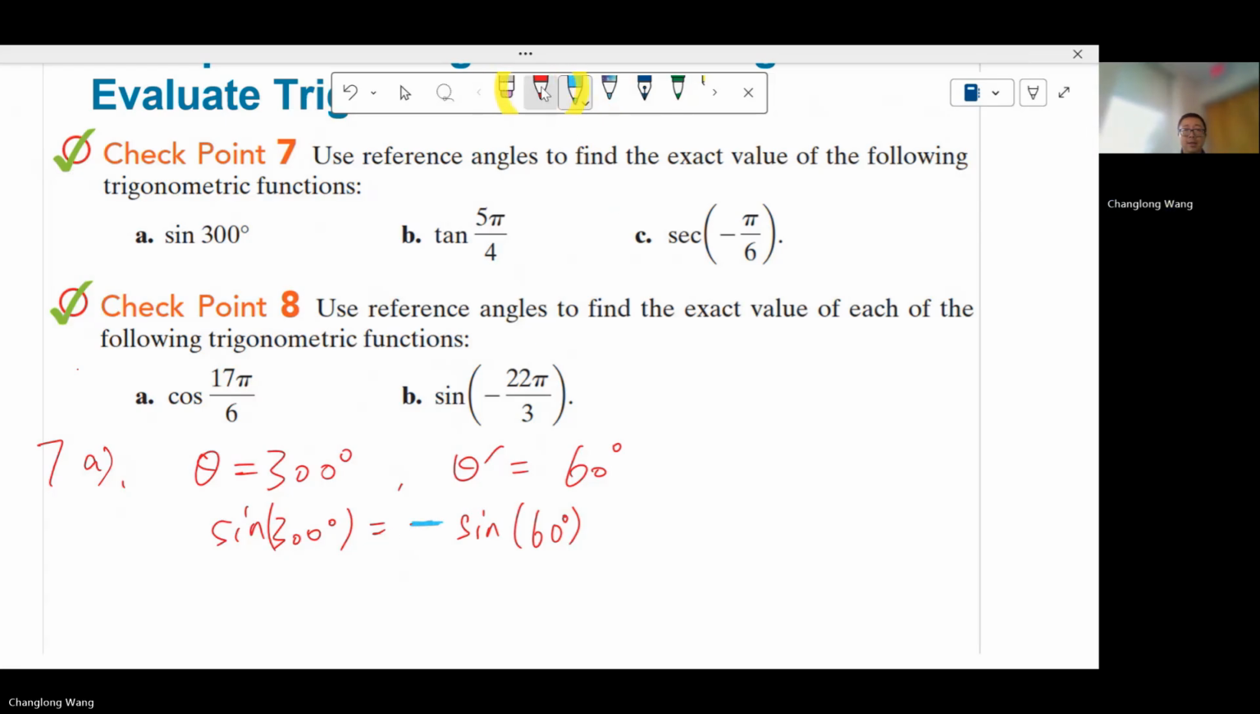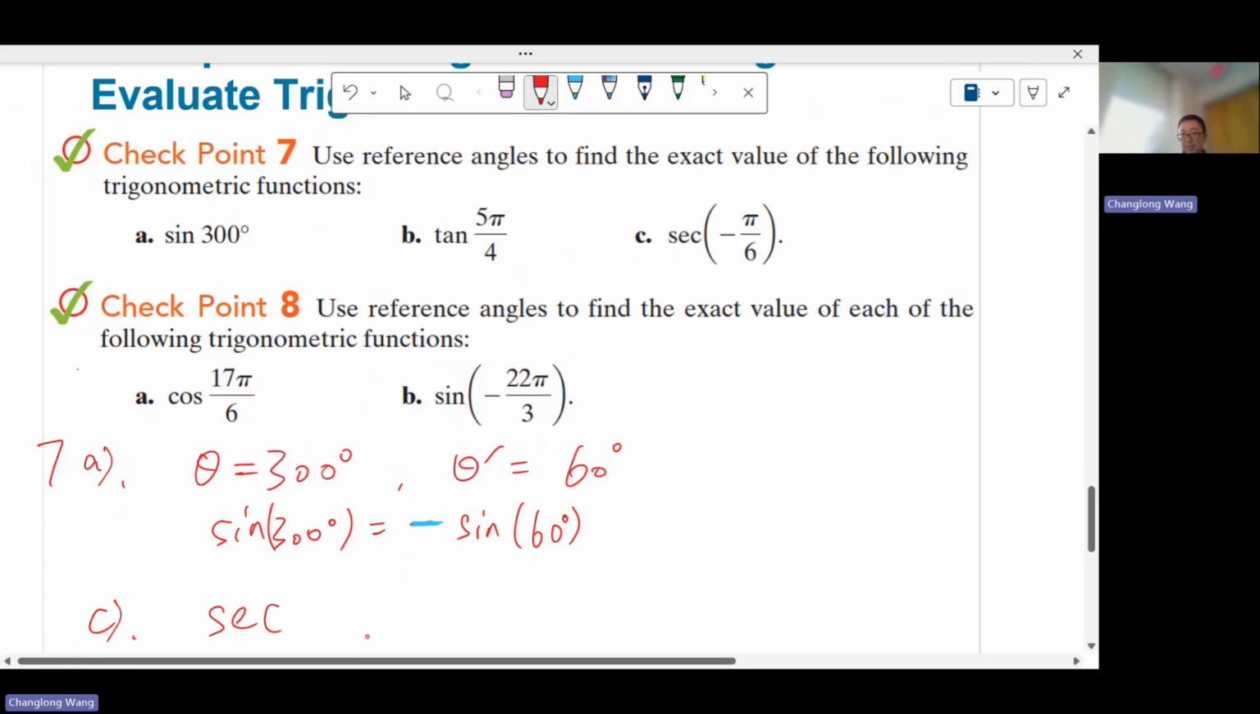Okay. You know what? I'll skip letter B. That seems scary, but it's not. Let's go to letter C. I know you guys like secant.